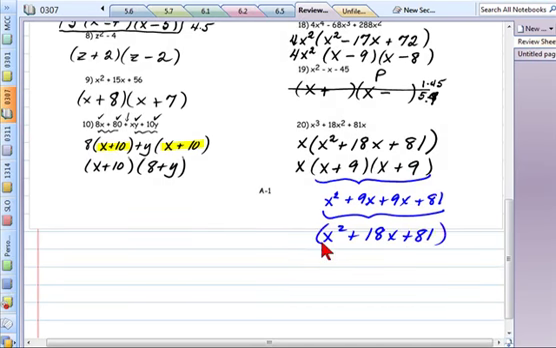Now, that tells me that my last type of factoring was right. But if I want to check the whole problem, I have to bring down the x and then distribute. X times x squared gives me x to the third. X times 18x gives me 18x squared. X times 81 gives me 81x. And that is what I started with.